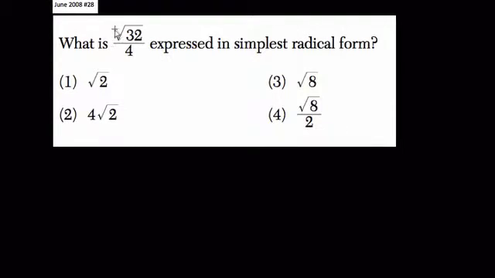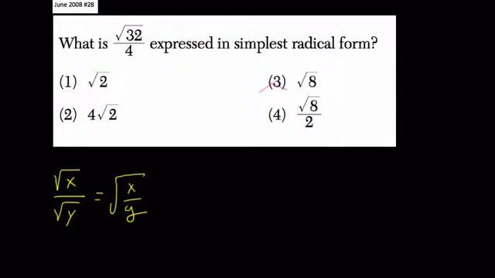Okay, so here we have the square root of 32 over 4, and we're writing it in simplest radical form. Now, we can't just do 32 divided by 4 and get the square root of 8. That one's out. Because the idea is that if you're taking the square root of x over the square root of y, that's the same thing as the square root of x divided by y. So here we don't have a square root down here under 4.